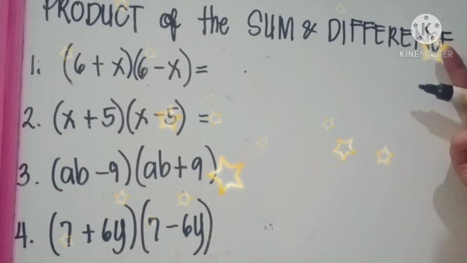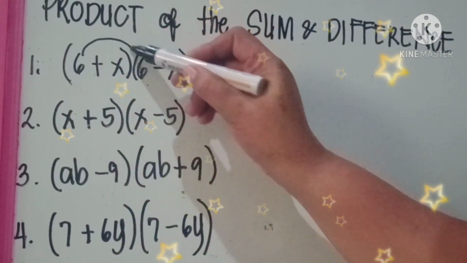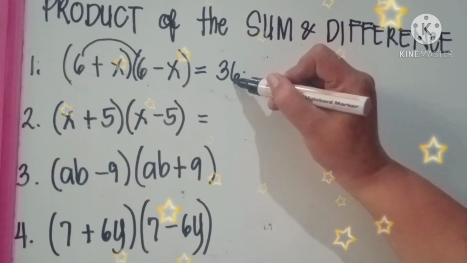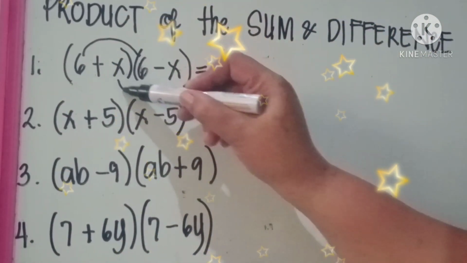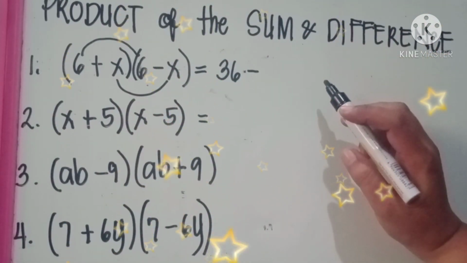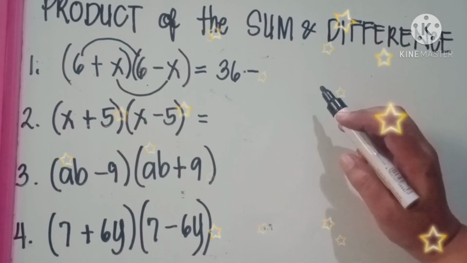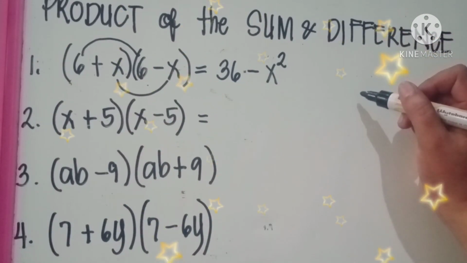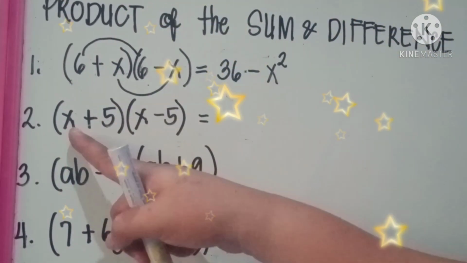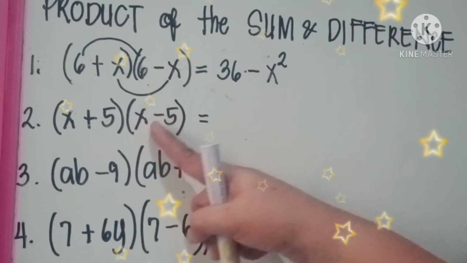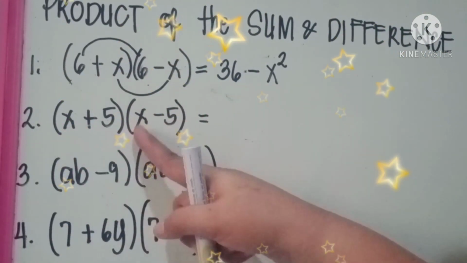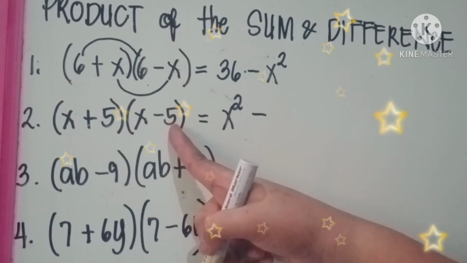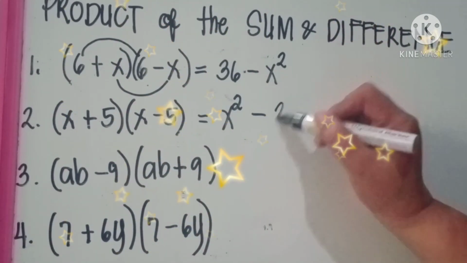Product of the sum and difference. So, ang gagawin lang natin dito is multiply the first terms of the binomials. So, 6 times 6 is 36. Then, minus the product of the last terms or the second terms of the binomials. So, x by x is x squared. Okay? Napakadali. Second example is x plus 5 times x minus 5. So, multiply the first terms. We have x squared minus the product of the second terms. So, that is 25.